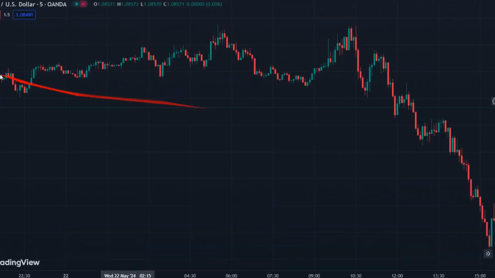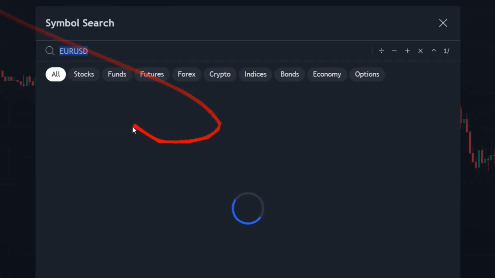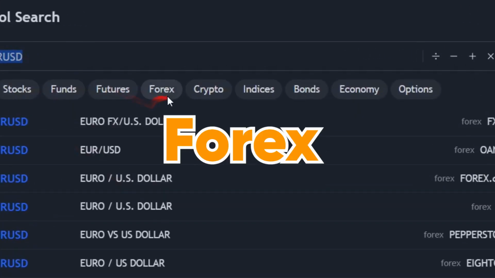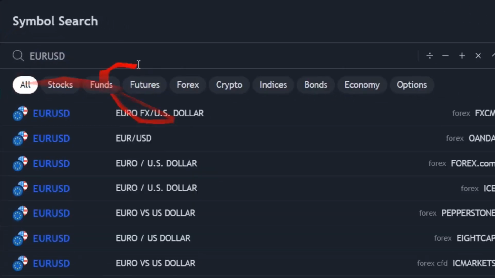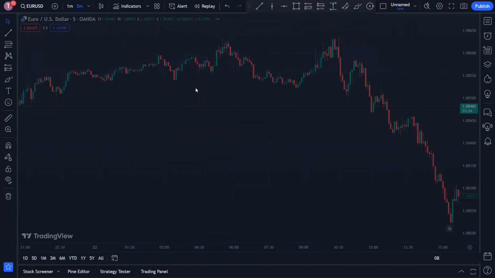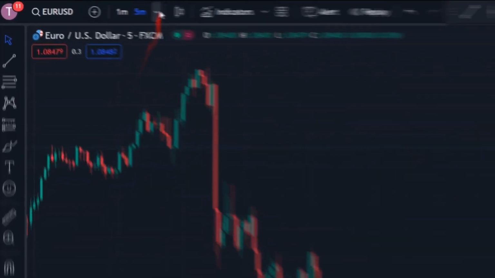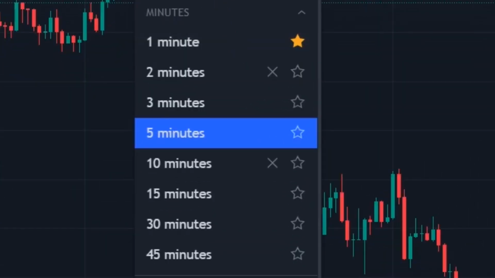First, we need to choose our symbol. You can choose any symbol you like, whether it's from the forex market, crypto, or even the stock market. Just choose one. Then we need to go to the time frame section. Since this is a scalping strategy, I recommend selecting the 5-minute time frame as it's ideal for scalping.